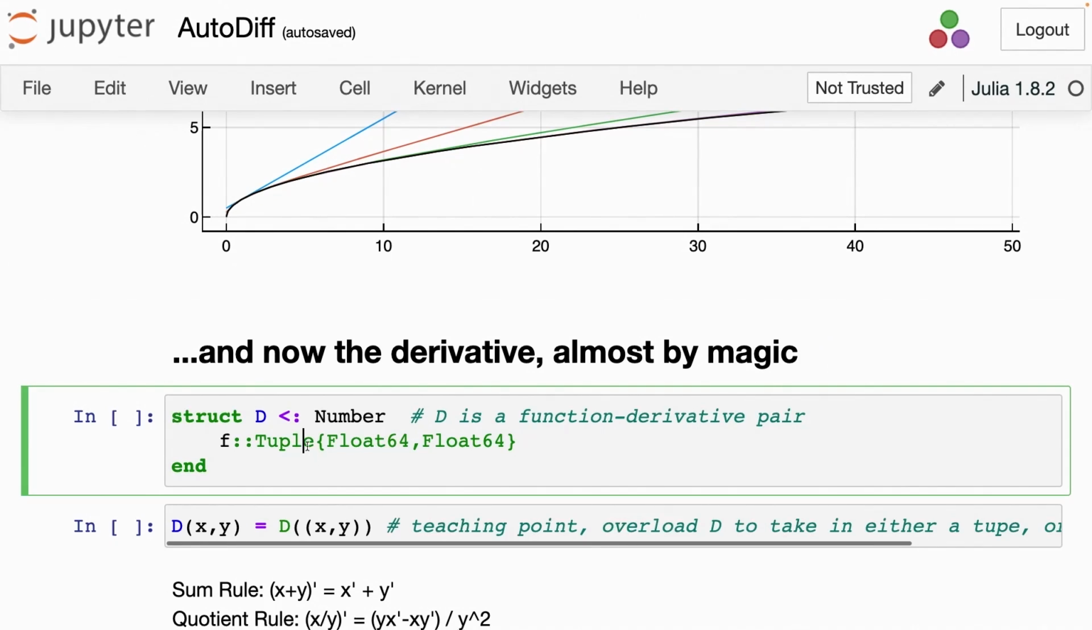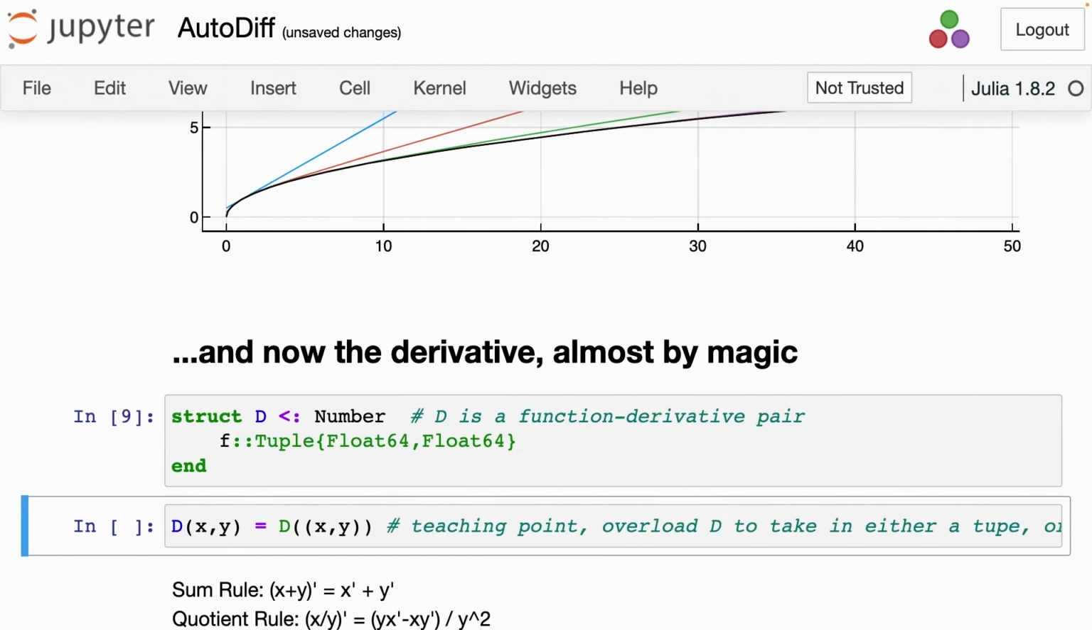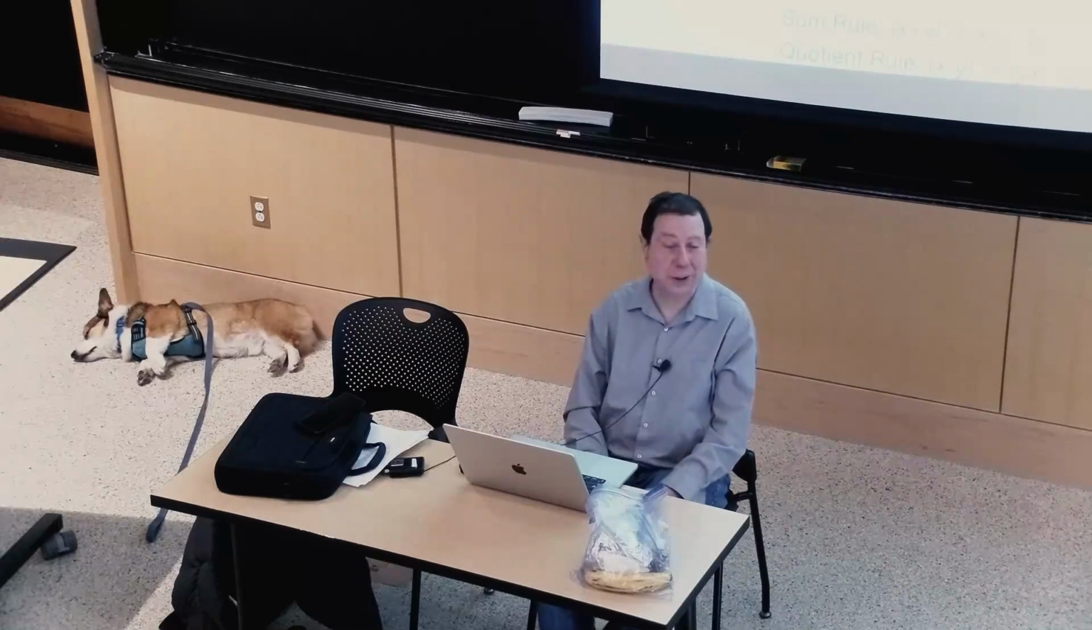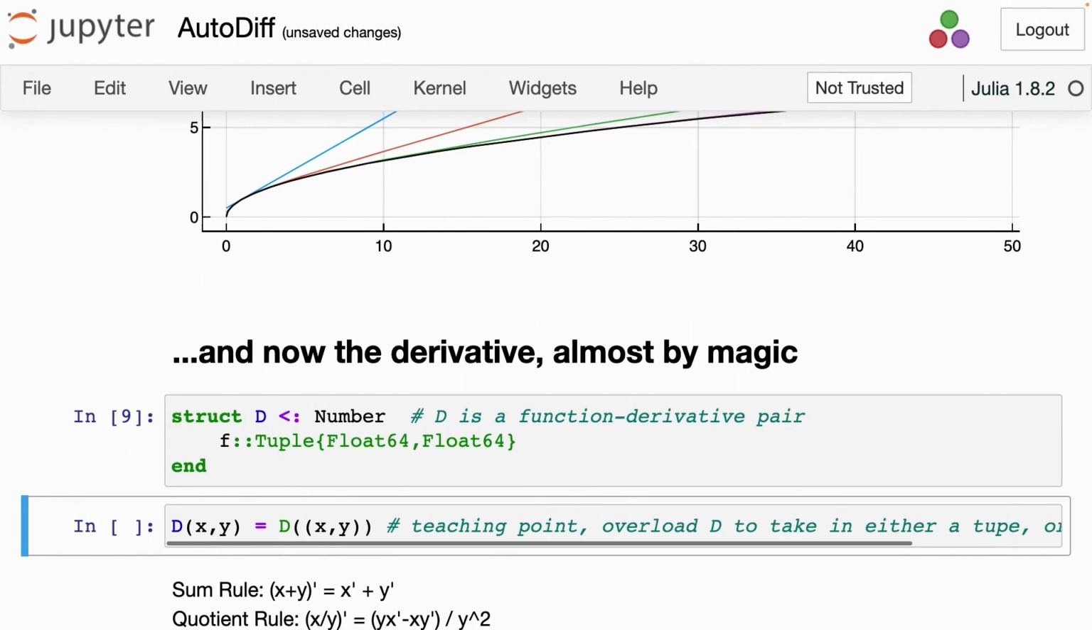Here's 3 lines. I'm going to create a Julia type. I'm going to call it capital D. Later on, maybe some of you have heard this word. D is for dual number, so that's why we're going to use the D. And we're basically going to keep a function derivative pair, an ordered pair. And so this is nothing but a container to be able to keep 2 floats, right?